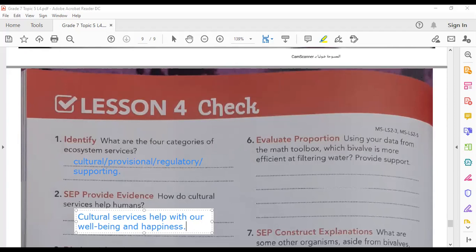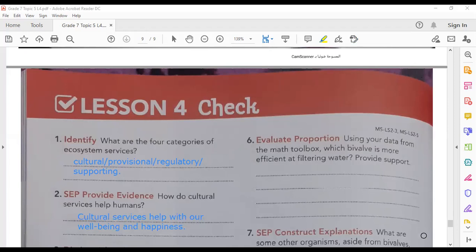How are biodiversity and cycling of matter related to maintaining ecosystem services? How are biodiversity and cycling of matter related to maintaining ecosystem services? What does the question mean? Can anyone answer this question?